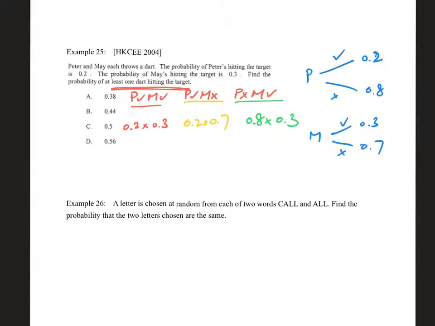There are 3 possibilities, and in each situation we multiply them together because you're doing 2 actions, Peter's and also May's. But at last we add them together because only one of the situations happens, either the first case, second case, or third case. I hope this is clear enough for you to understand when to multiply and when to add. Finally, you get the result 0.44, which is the answer for B.